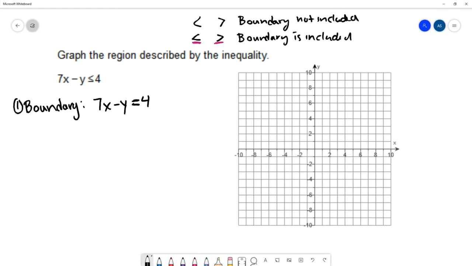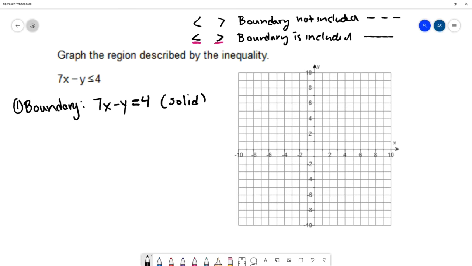Now when the boundary is included, we use a solid line to indicate that it's included. When it's not included, we use a dashed line to indicate it's not included. So because we have a less than or equal to, our boundary will be included, and we are going to graph our line as a solid line. So then we want to graph our line.